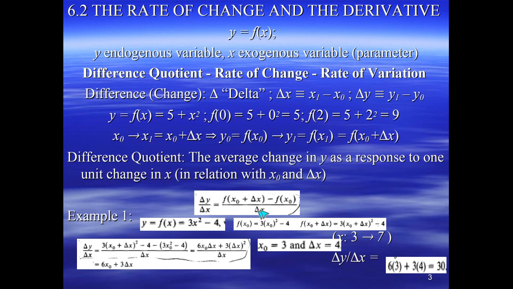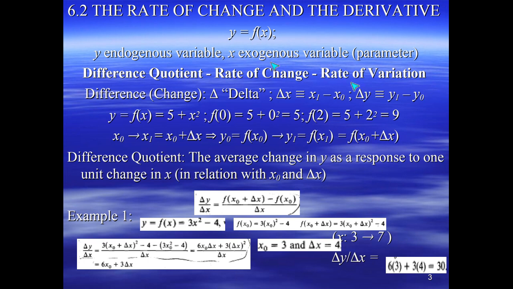At the denominator, we have delta x, the change in x. At the numerator, we have f of x1, which is y1, minus y0, which is f of x1 minus f of x0. And since x1 is x0 plus delta x, we can write it down as f of x0 plus delta x minus f of x0 over delta x. You see? This is a more open form of delta y over delta x, which is the difference quotient or rate of change or rate of variation.